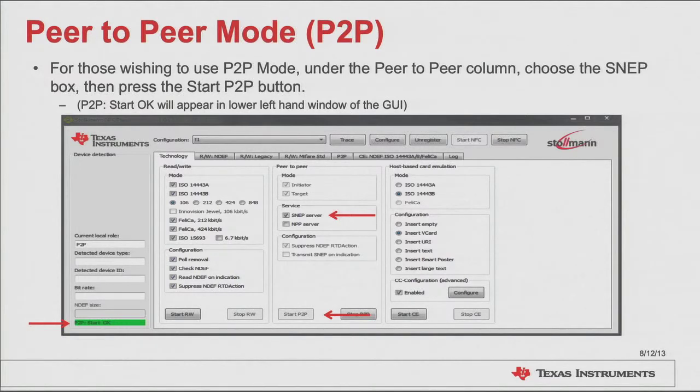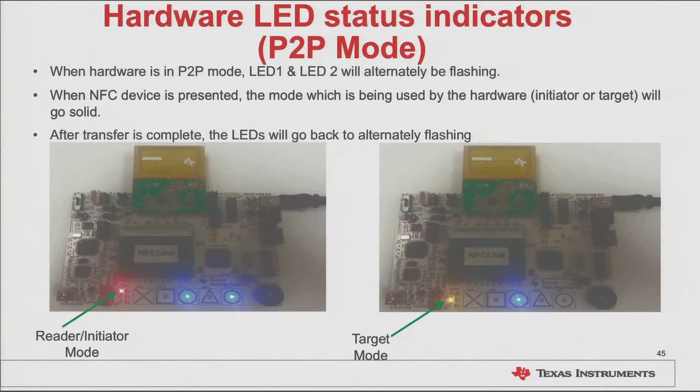For those wishing to use peer-to-peer, under the peer-to-peer column, choose the SNEP box, then press the Start Peer-to-Peer button. "Peer-to-peer start OK" will appear in the lower left-hand window of the NFC GUI. When the hardware is in peer-to-peer mode, LED 1 and LED 2 will alternate flashing. The LED on pad 3 is solid because one of the NFC modes has been selected. When an NFC device is presented, the mode being used by the hardware, initiator or target, will go solid. After the communication is terminated, the LEDs will go back to alternate flashing.